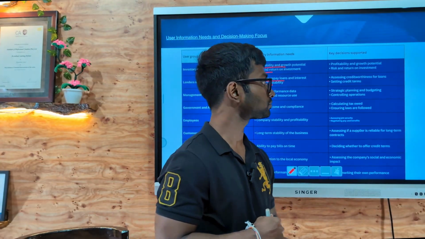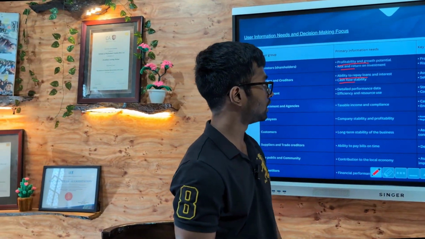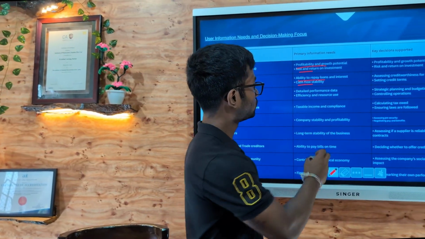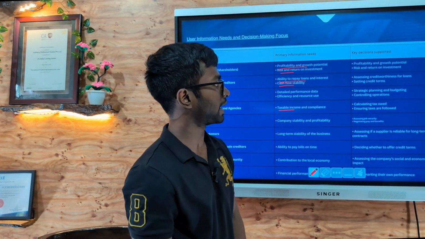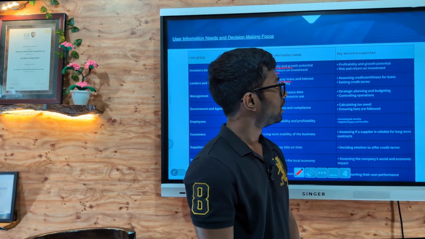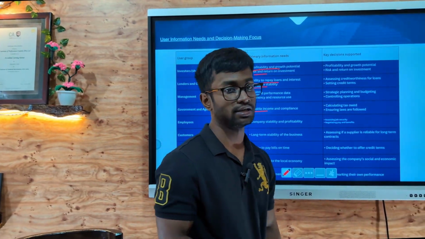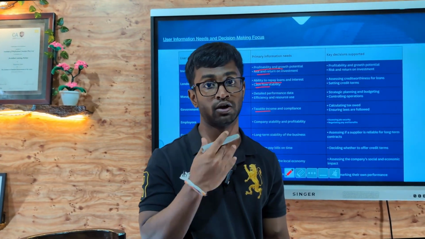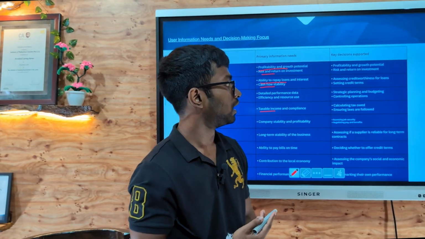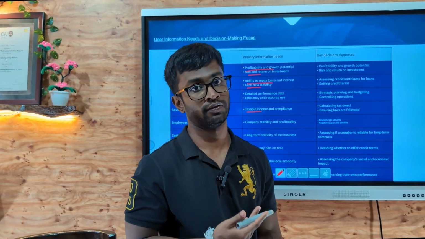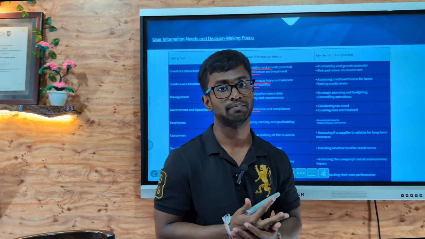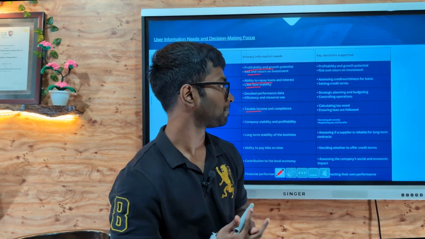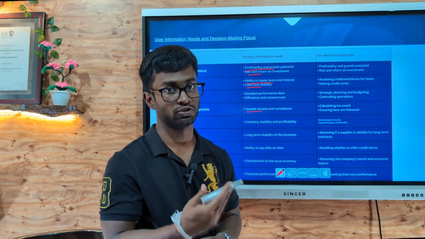So creditworthiness is the ability to repay the amount obtained. Next, when it comes to a government, their information need is the taxable income. The key decision supported is they're going to calculate the tax owed by the organization, and they have to ensure whether the laws are followed correctly by the business. Okay, so that is when it comes to a government.